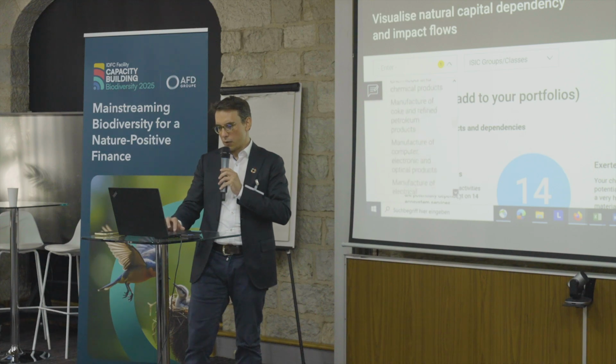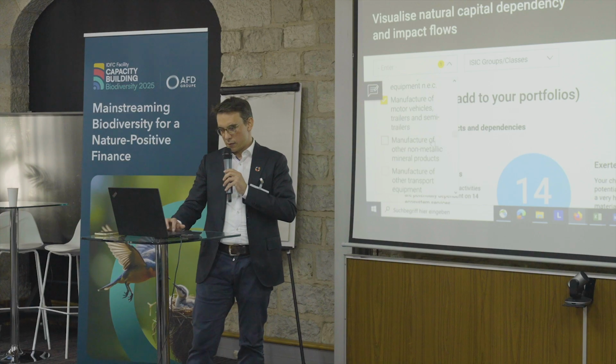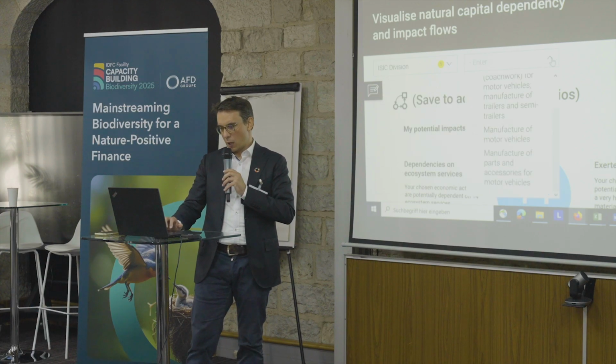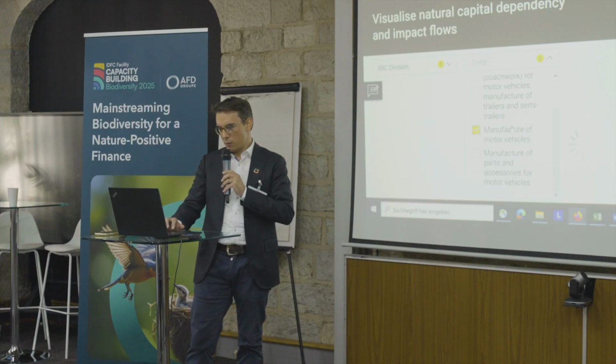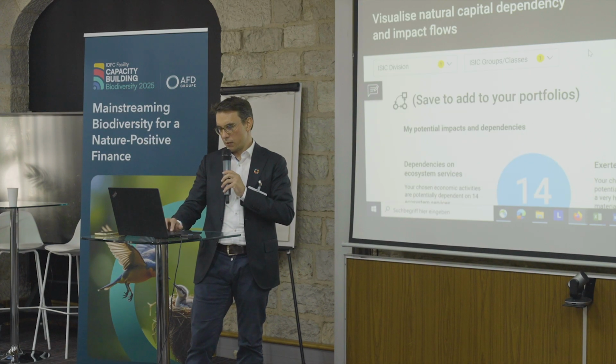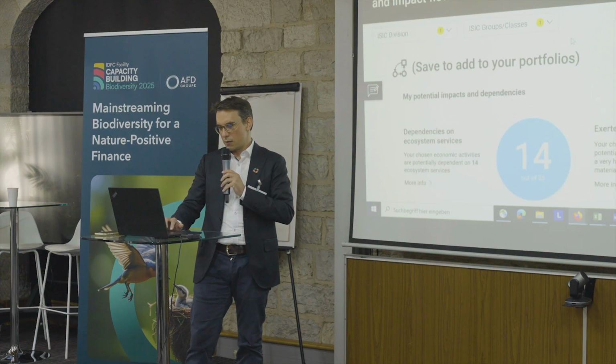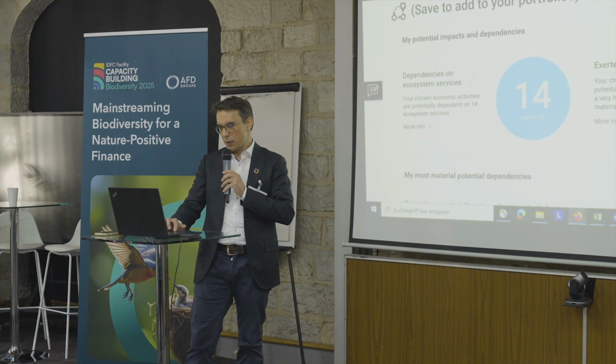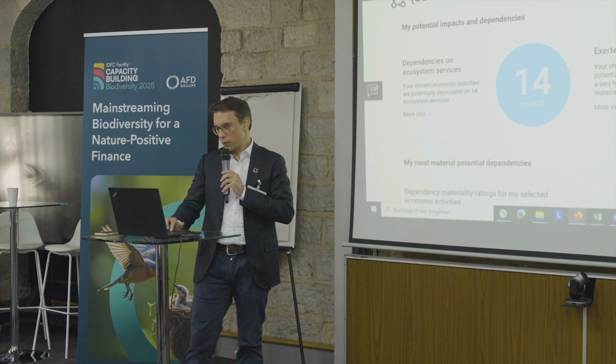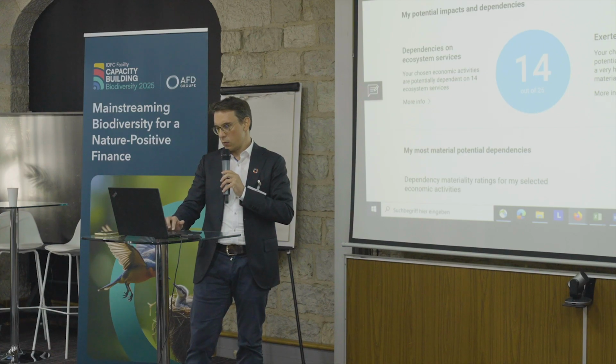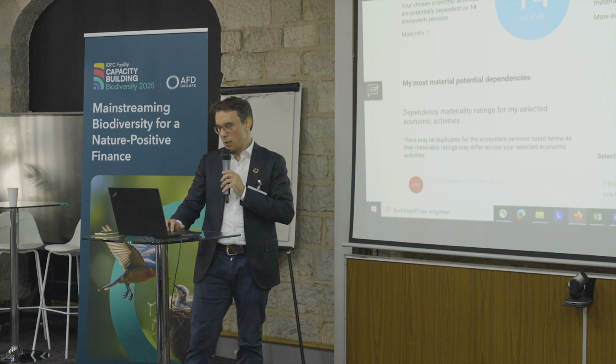I have now selected manufacture of motor vehicles, and then there are subclasses. For some it makes sense to choose a subclass as well. I choose here the motor vehicles, and here's the result. Basically for this sector it shows that there are dependencies on 14 ecosystem services and pressures in particular related to 2 out of 13 aspects.